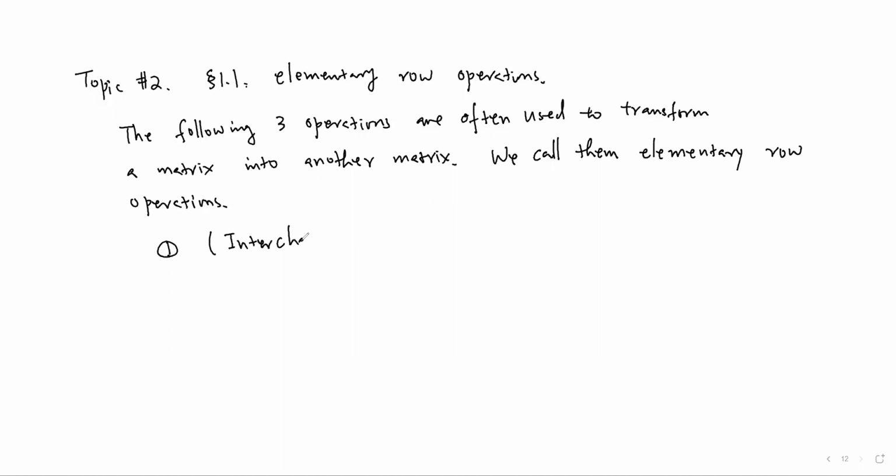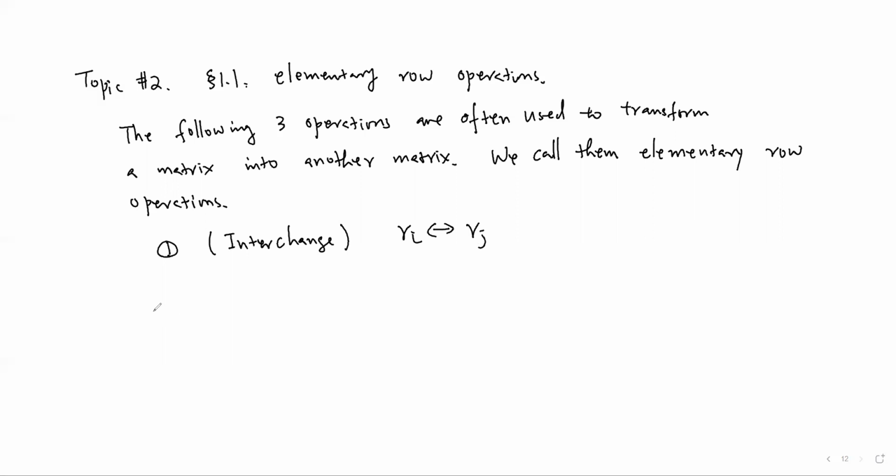Interchange 2 rows, row i and row j. Switch 2 rows in the matrix. This is very similar to switching 2 equations of a linear system. But a matrix, you can view a matrix as a linear system, or you can view a matrix as just a matrix, not a linear system.